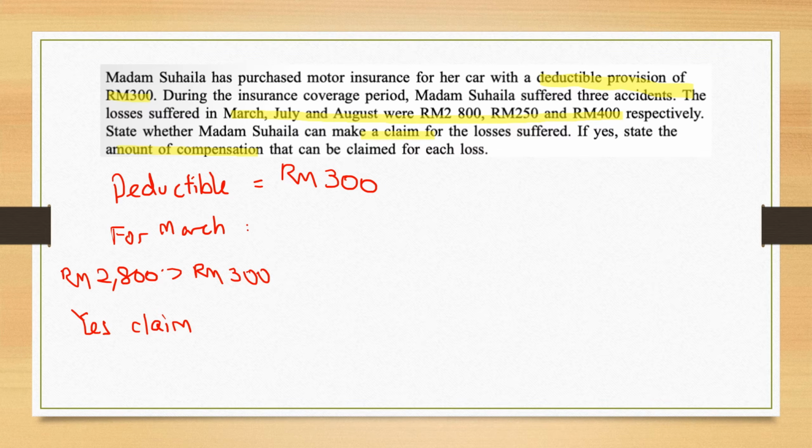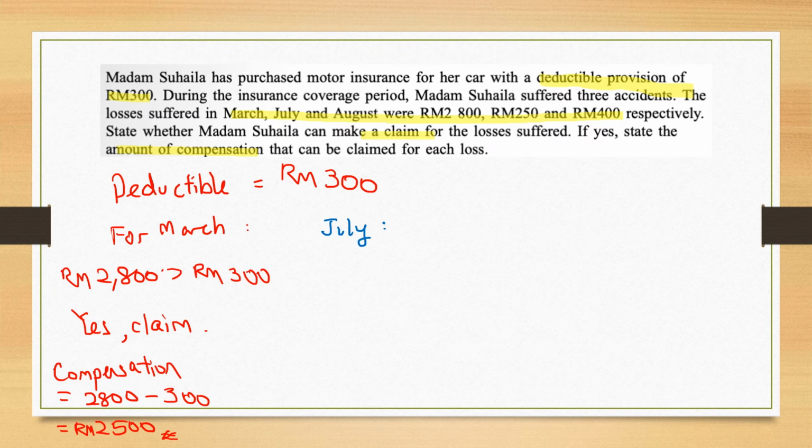Lastly, your compensation. Compensation would be 2,800 ringgit minus 300, and that would be 2,500 ringgit right here. So that's for March. And for July and August, you do the same thing as well. So let us write down all of that as well: July, and then August.